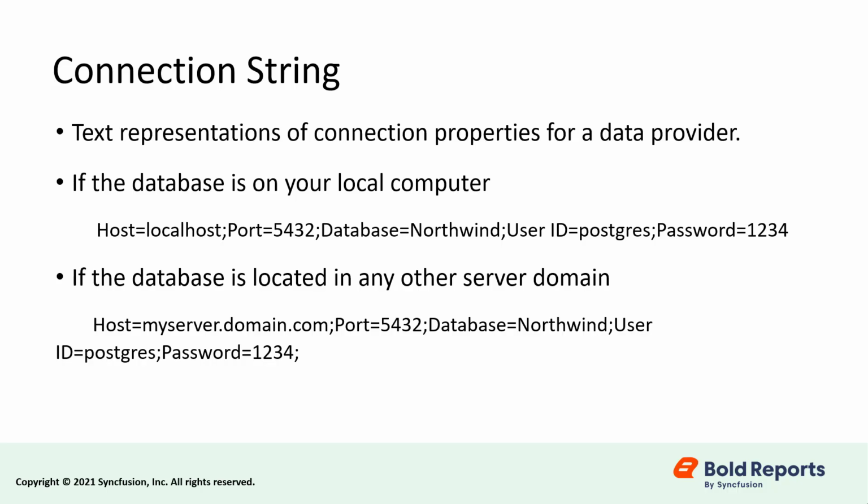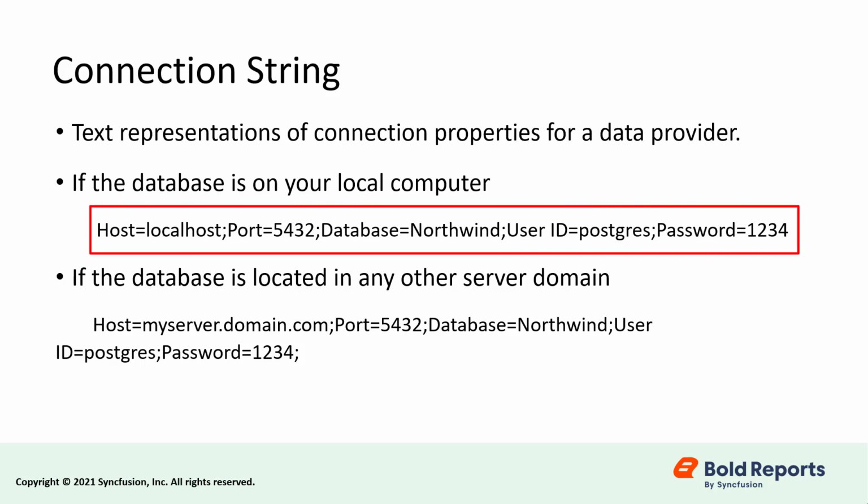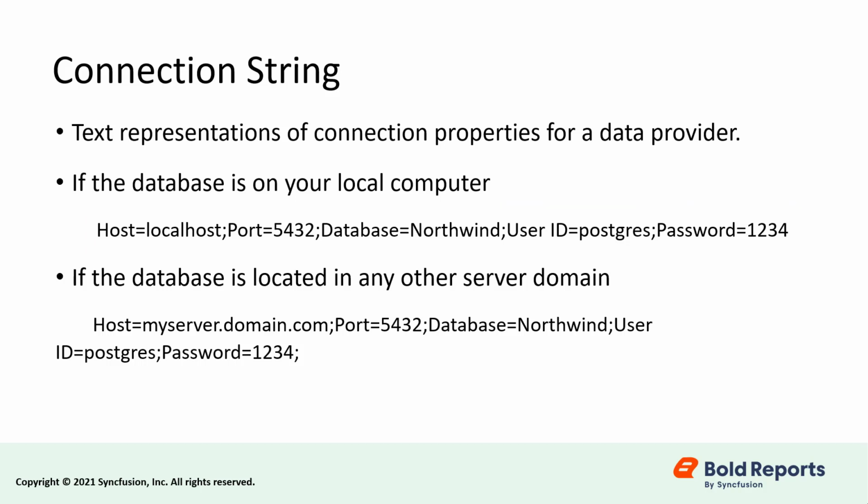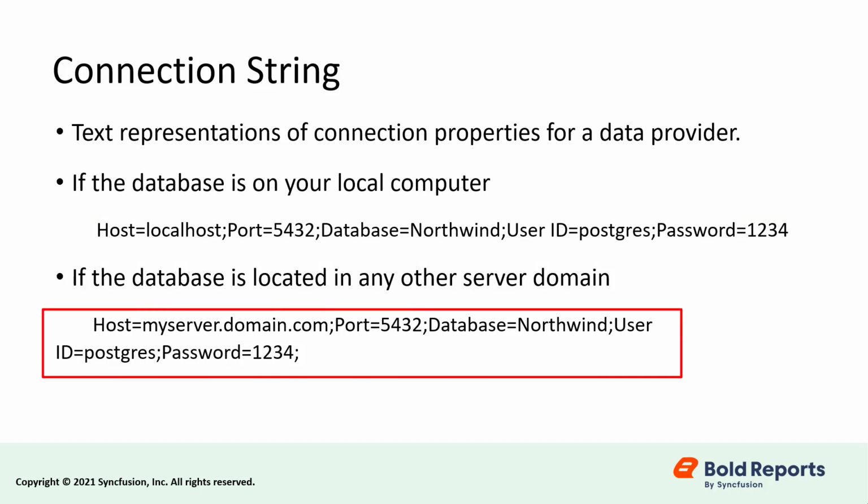Connection strings are the text representations of connection properties for a data provider. If the database is on your local computer, specify connection strings like this. If the database is located in any other server domain, specify connection strings like this.